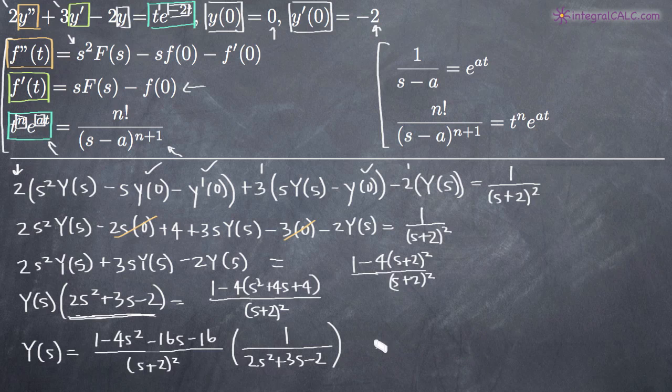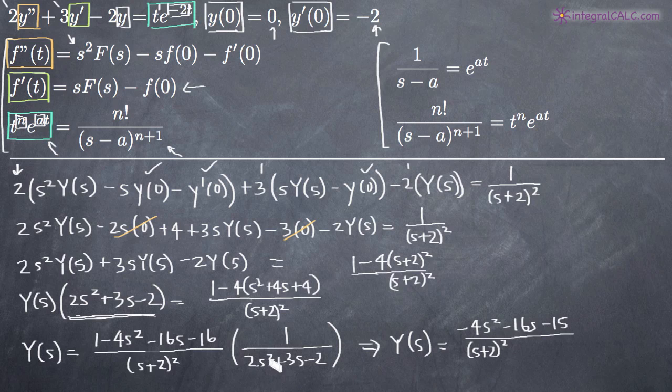And now since they're multiplied, we can just combine fractions, and we'll get Y of s equal to, let's consolidate here, negative 4s squared minus 16s, and then 1 minus 16 gives us a negative 15, all over the quantity s plus 2 squared.